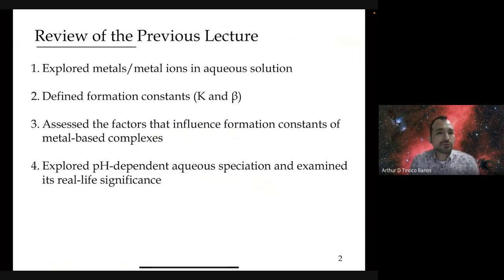So as a way of review, in our previous lecture, we talked about these key topics. We explored metals and metal ions in aqueous solution, and we defined formation constants, this concept of the K expression and the beta expression, one talking about a one-step binding process and another talking about a cumulative series of bindings. Then we assessed the factors that influence formation constants of metal-based complexes. We explored pH-dependent aqueous speciation and examined its real-life significance. And throughout the course, we will be looking at this much more closely, this idea of how metal complexes behave in biological fluids.